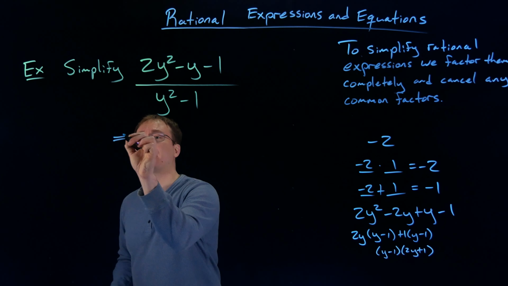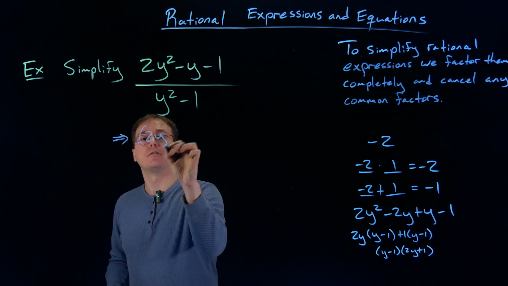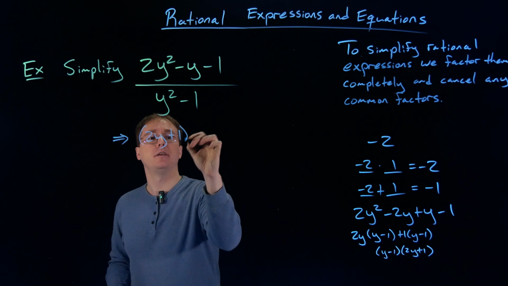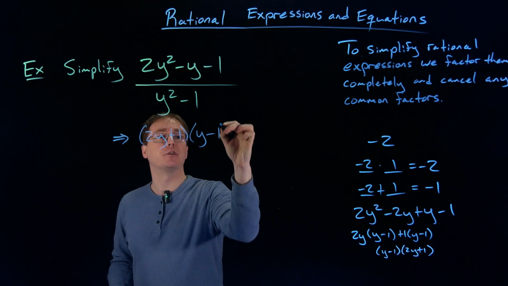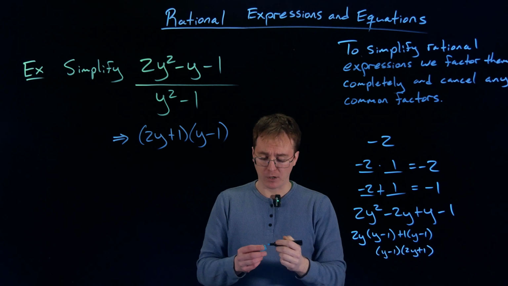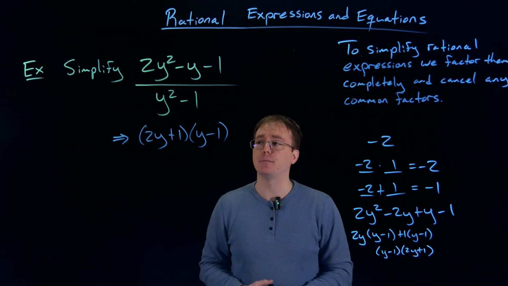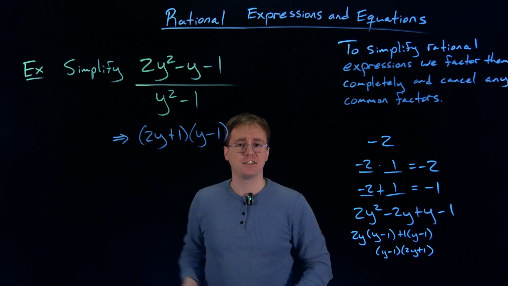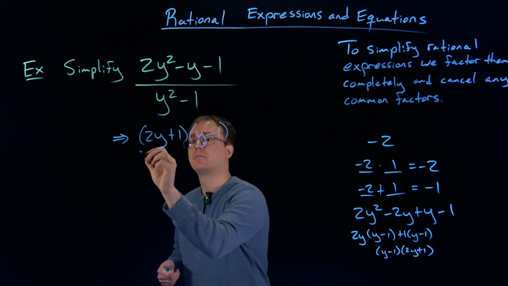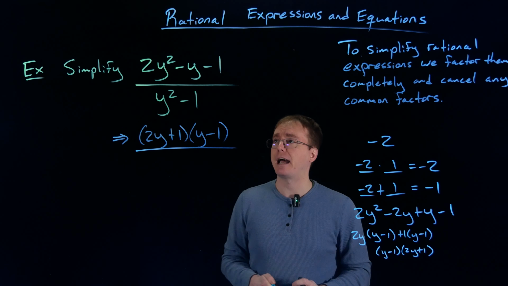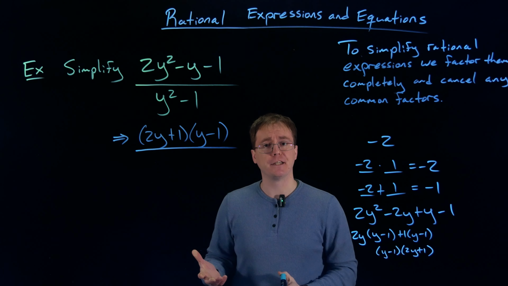And so now we know how to factor that numerator. We factor it as 2y plus 1 times y minus 1. Remember, the order of the factors doesn't matter. We also didn't necessarily need to use this AC method. We could have just kind of guessed and checked and figured this out. But either way, we got to get that numerator factored, and we also have to get the denominator factored.